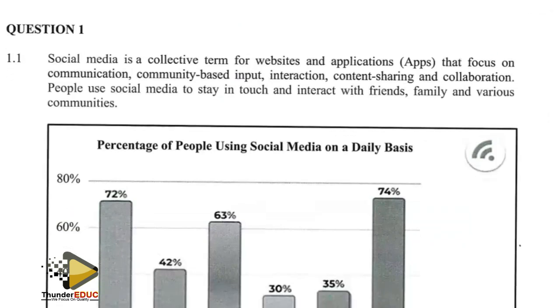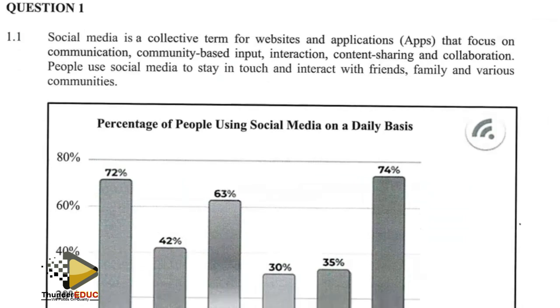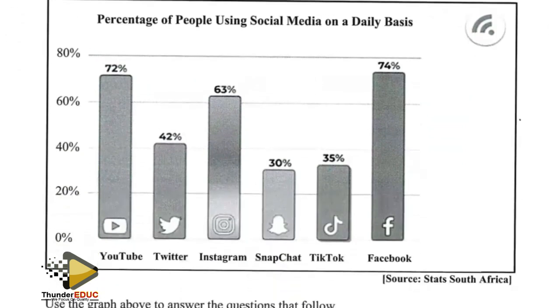Social media is a collective term for websites and applications, apps that focus on communication, community-based input, interaction, content sharing, and collaboration. People use social media to stay in touch and interact with friends, family, and various communities. The graph below shows the different social medias that we have and their percentages, the usage. All right, here we go.